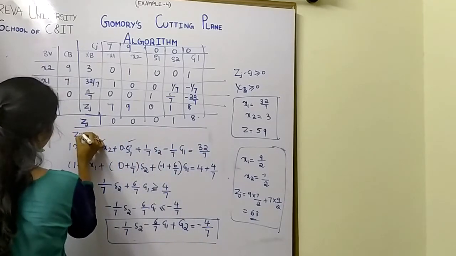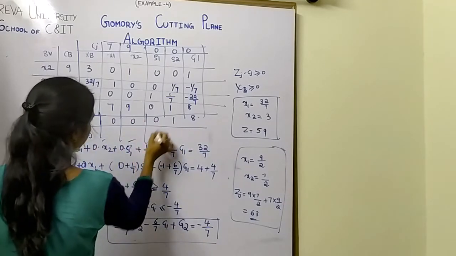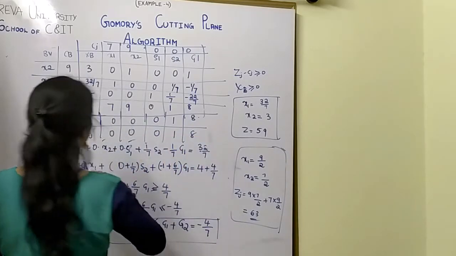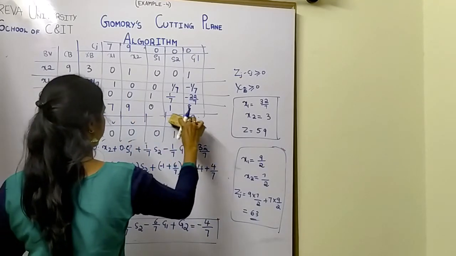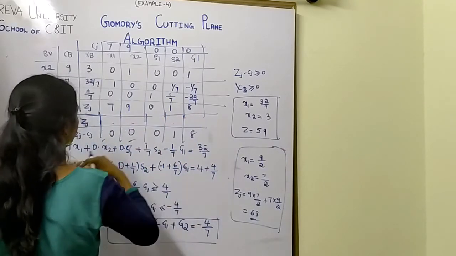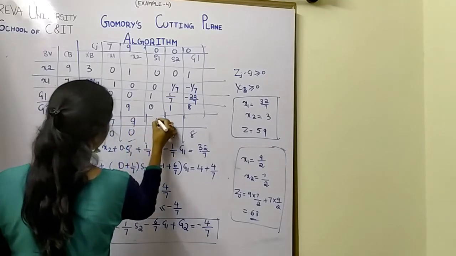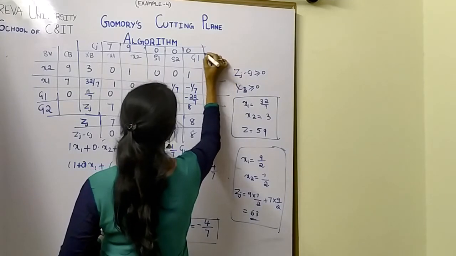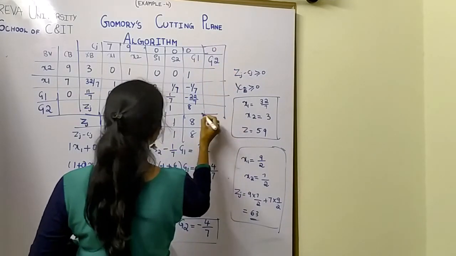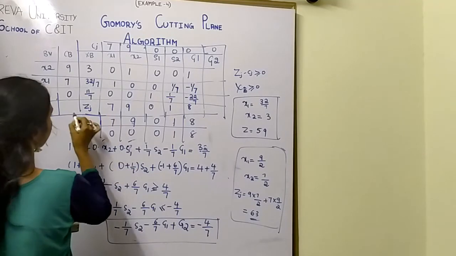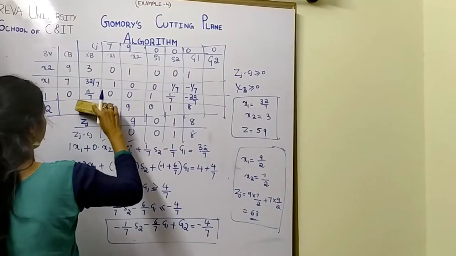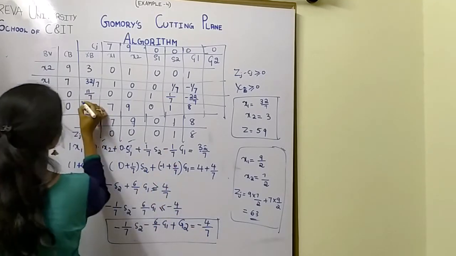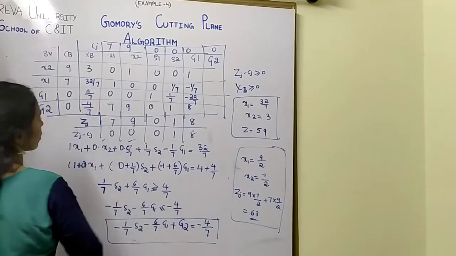This will be our Zj minus Cj values. So I'll just write here 0, 0, 0, 1, 8. This will be 7, 9, 0, 1, 8. Here Gomori constraint 2 and its coefficient is 0. And this is your Gomori constraint. So Gomori constraint coefficient is 0 and your solution is minus 4 by 7.